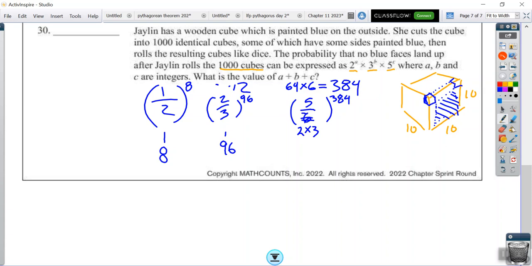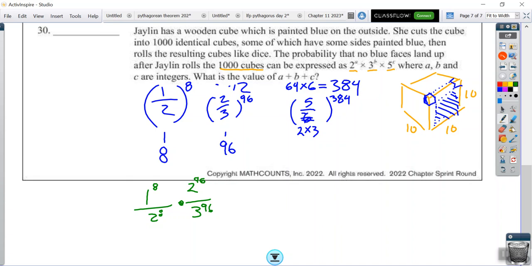Okay. So that means, I'm going to change color. That means that we have, in the numerator here, 1 to the 8th, and we have 2 to the 8th. Does that make sense so far? Okay. In this one, we have 2 to the 96th, and we have 3 to the 96th.